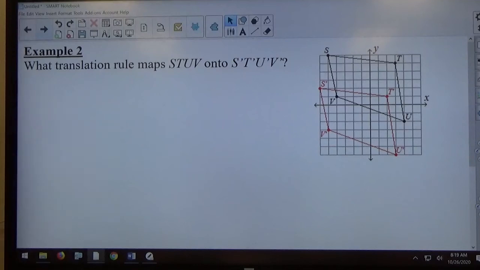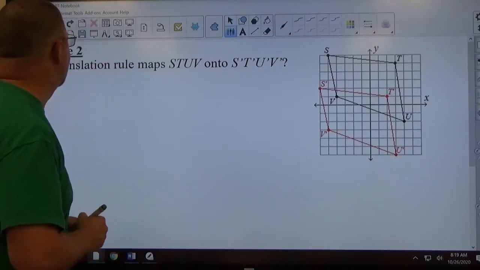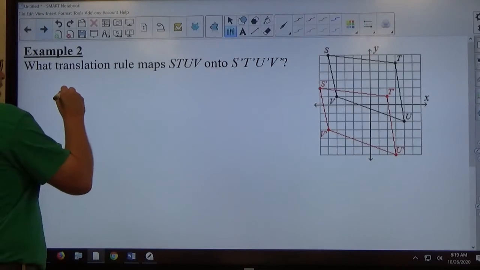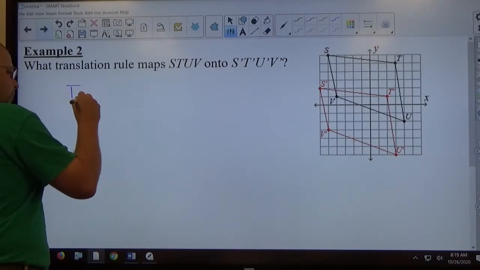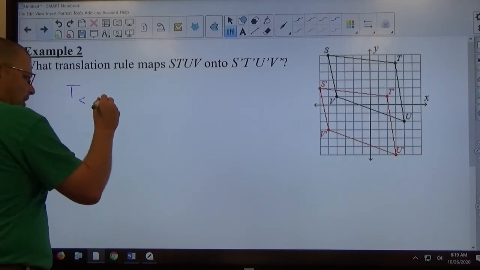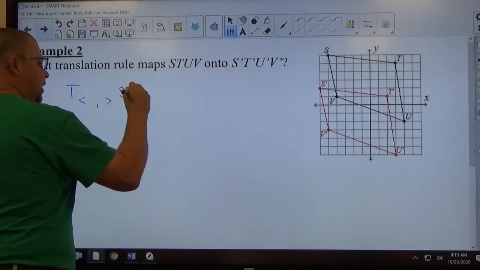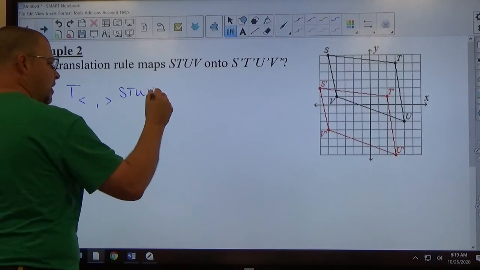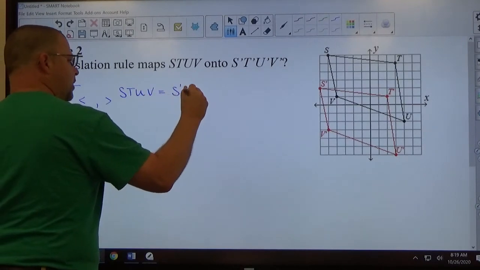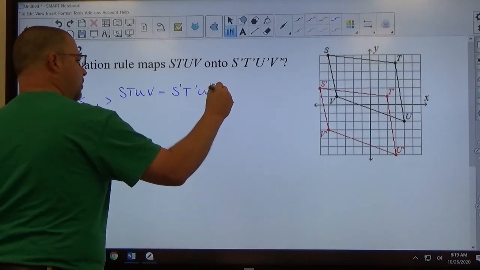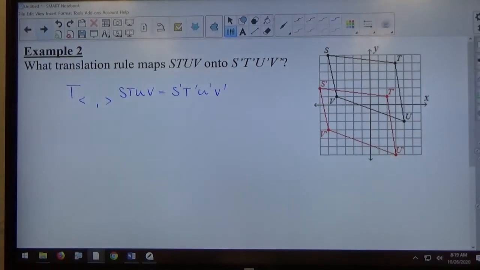Example 2, what translation rule maps STUV onto S prime, T prime, U prime, V prime? So, again, a translation rule, I'm going to write translation, and I'm going to put this little greater than, less than deal here, STUV equals S prime, T prime, U prime, V prime. That's what it's going to look like every time.